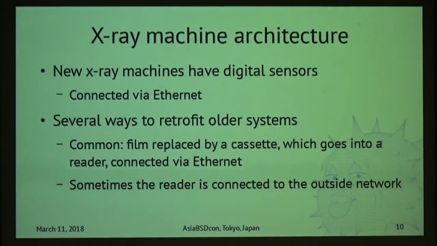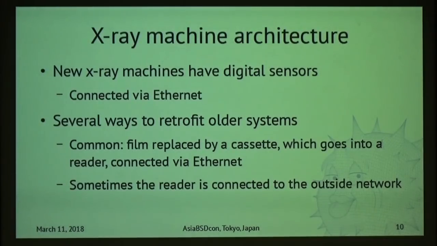To complicate matters, new digital X-ray machines are still very complex beasts, but they do have digital sensors that are just connected to Ethernet, and we deal with them just like most other pieces of network environment. However, since these machines tend to be pretty expensive, there's a plethora of different ways to retrofit old systems. And the most common one, what happens on this one?